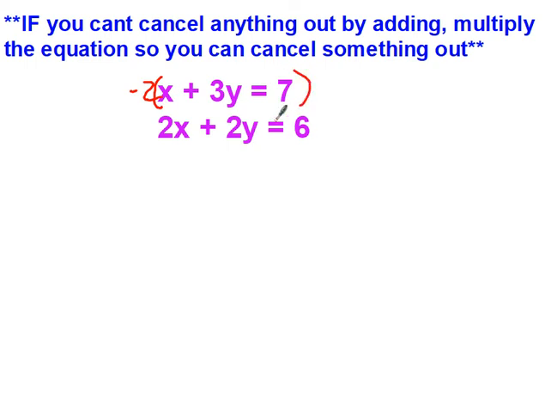But the big thing is that when we multiply the whole equation, we need to multiply every single piece inside that equation. So I need to multiply the x by negative 2, the 3y by negative 2, and I also need to multiply the 7 by negative 2. And again, I want to go back and look at where I got negative 2 from. This is just me doing a little bit of mental math and looking at what I need in order to cancel a variable out.